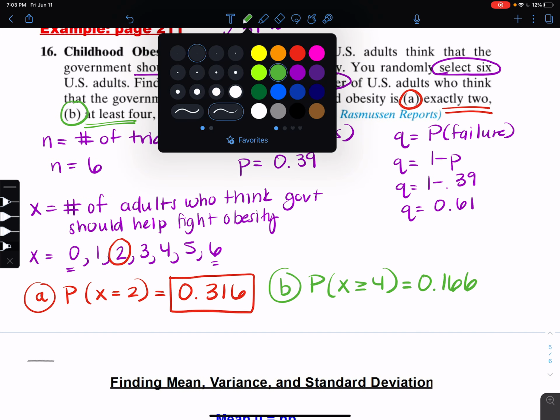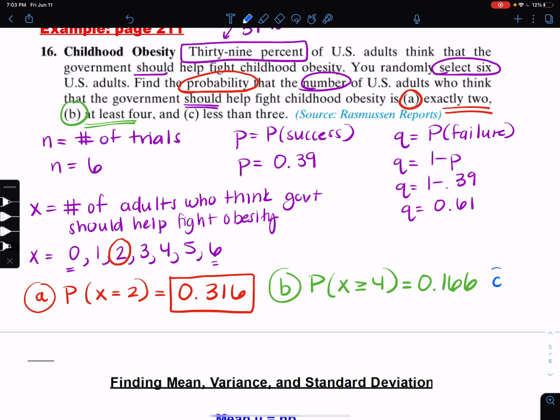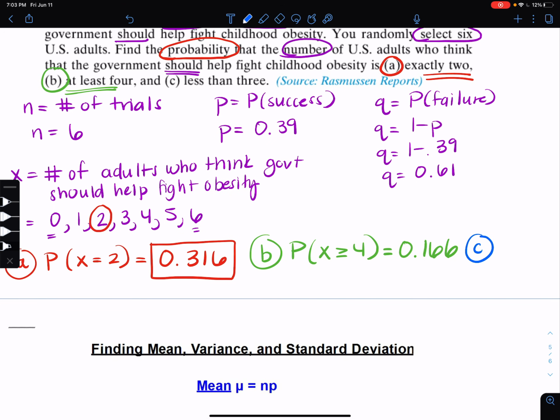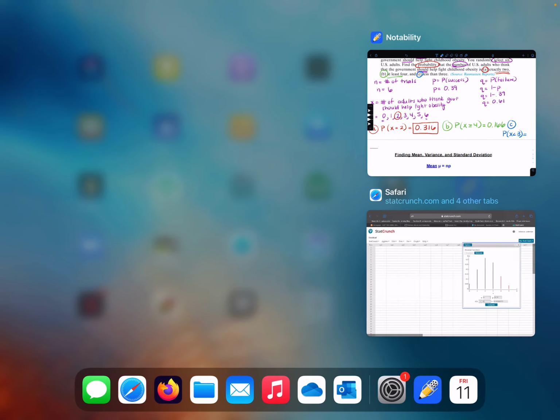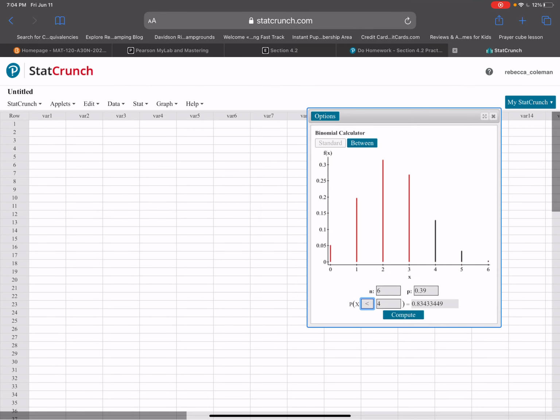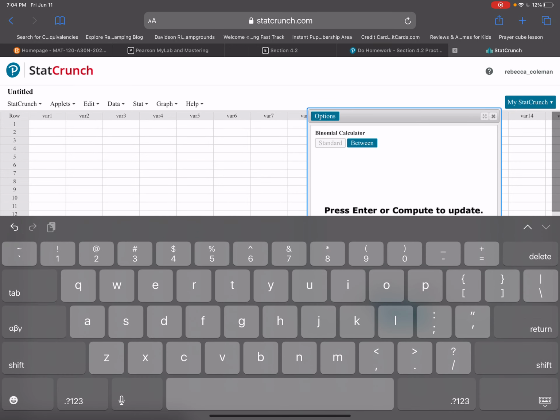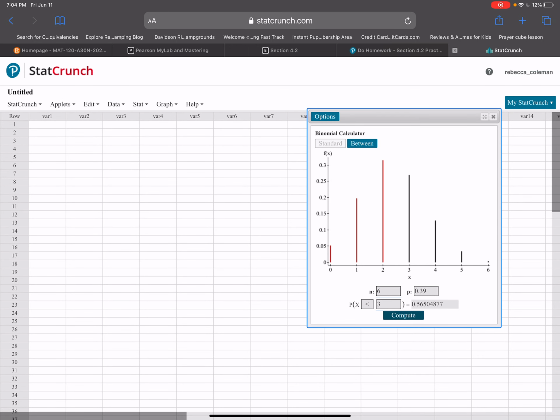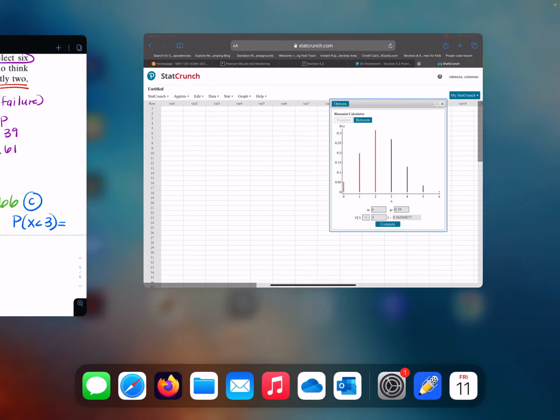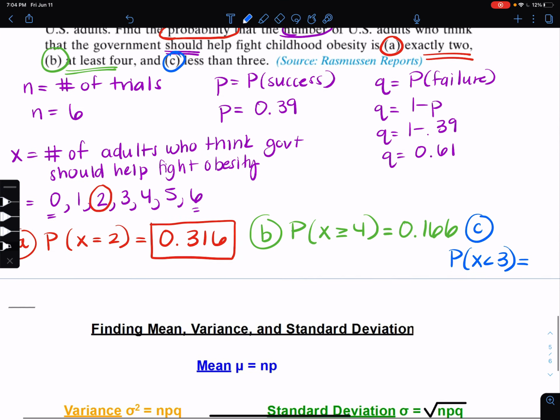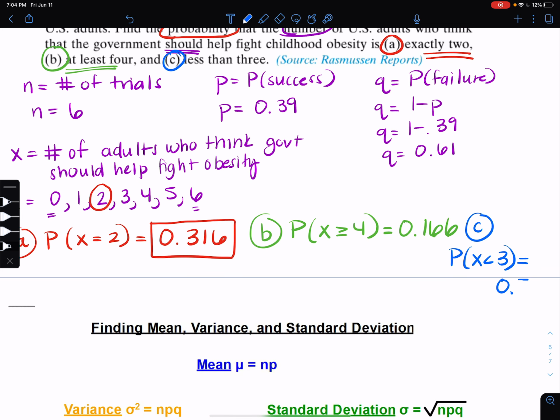All right, and I can look at any range of values that I want to here. So in part C, if I want to do one more, part C says let's look at the probability for less than 3. So I'm just going to come right back over here, change that to less than, change that 4 to a 3. Again, it's going to highlight in red. That could be 2 or 1 or 0. Add those probabilities together, and I have a probability of 0.565 that less than 3 people will say, yes, the government should help fight childhood obesity.